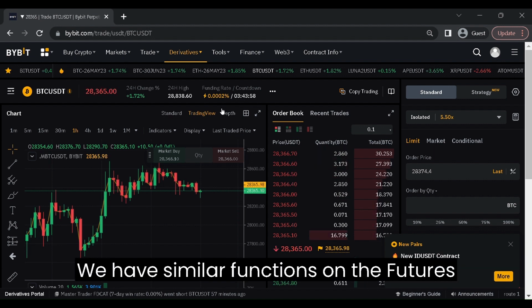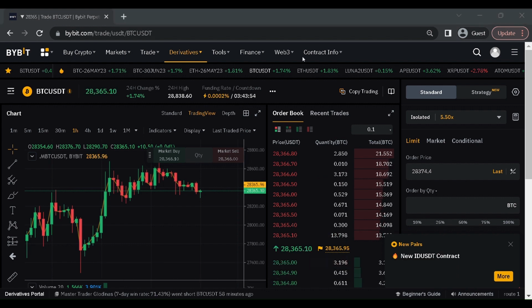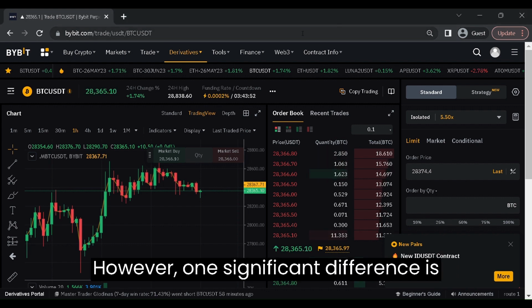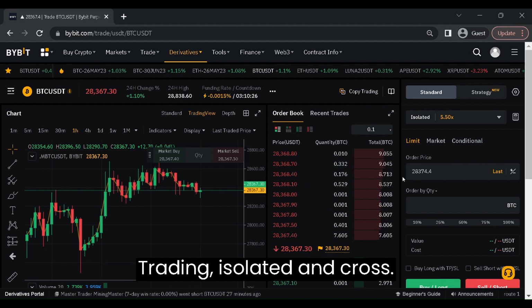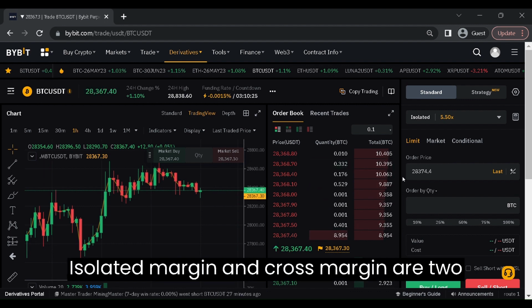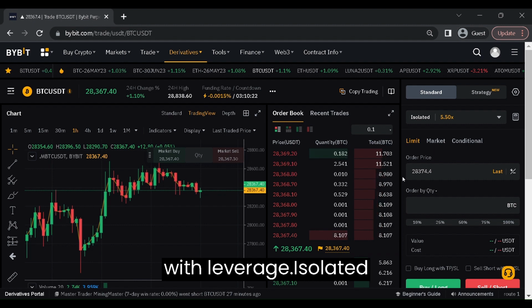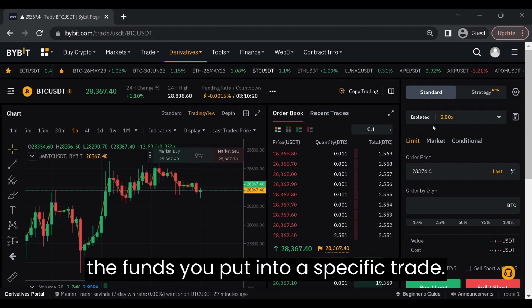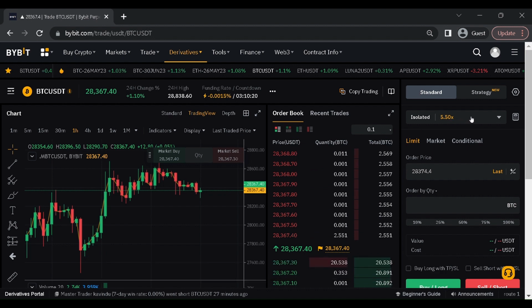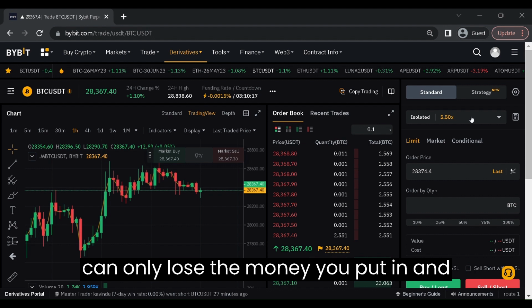We have similar functions on the futures panel as in the case of spot trading. However, one significant difference is the presence of two types of futures trading, isolated and cross. Isolated margin and cross margin are two ways to manage your risk when trading with leverage. Isolated margin means that you are only risking the funds you put into a specific trade. So if the trade goes against you, you can only lose the money you put in and not any of your other funds.